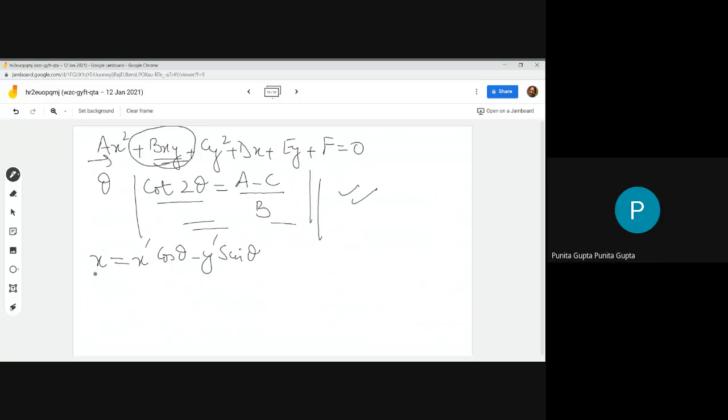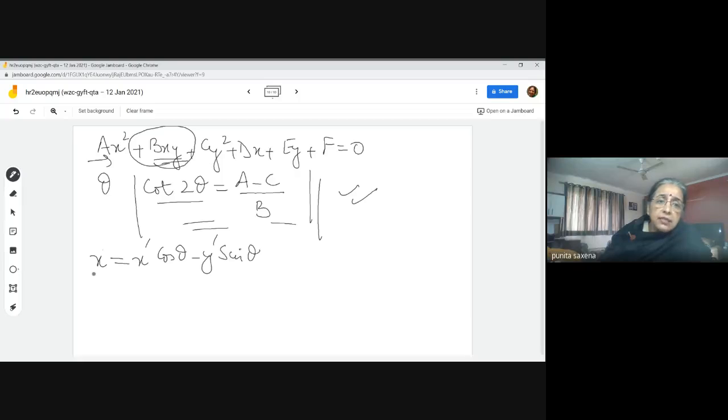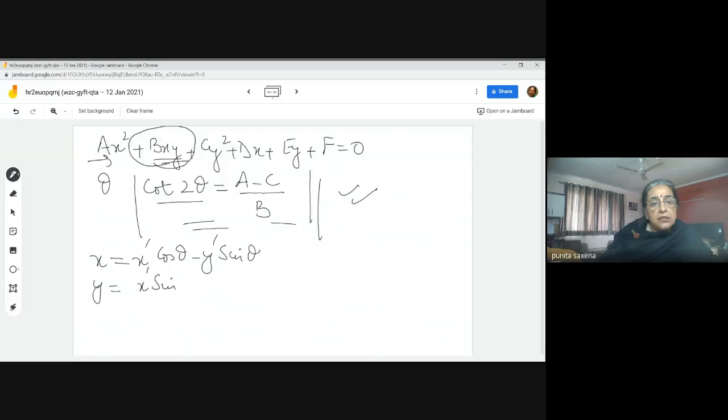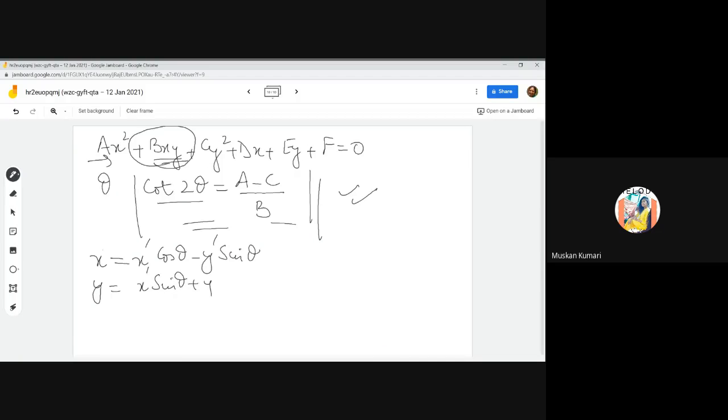I am writing both x dash and y dash. And y is equal to x dash sin theta plus y dash cos theta.